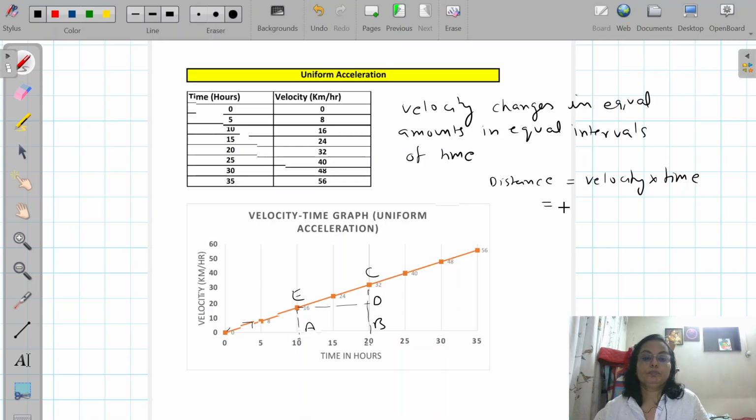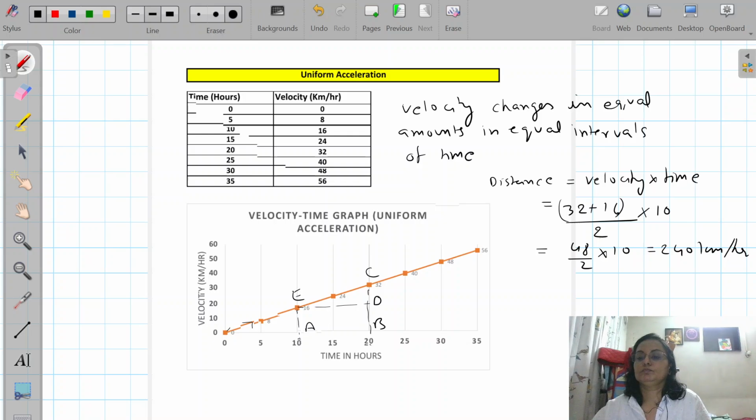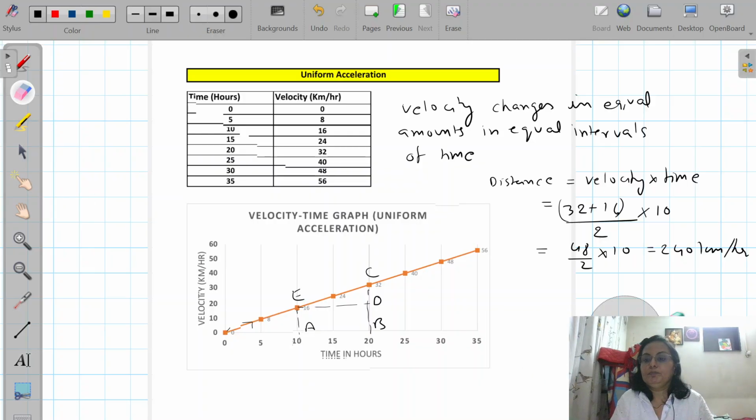Average velocity will be 32 plus 16 over 2. See, the velocity at C is 32 km per hour. Velocity at E is 16 km per hour. So we have to take the average of this velocity into time taken, which is 20 minus 10, which is 10. So this comes out to be 48 by 2 into 10, which is 240. So the distance covered by this train is 240 kilometers, not per hour, that would be velocity.